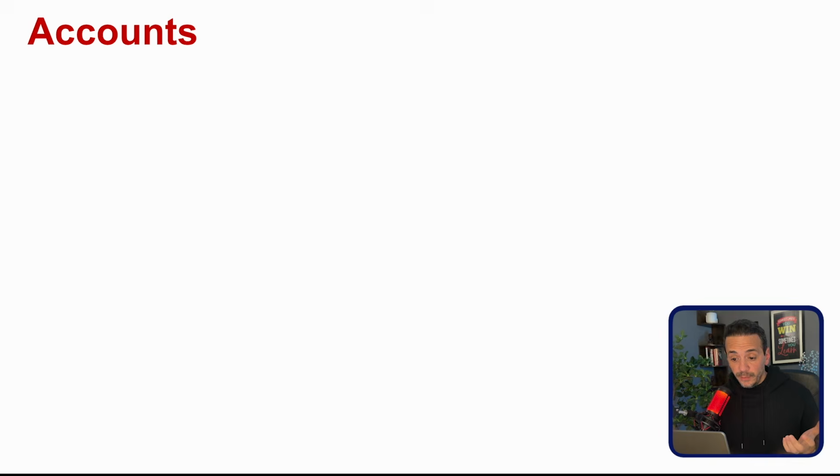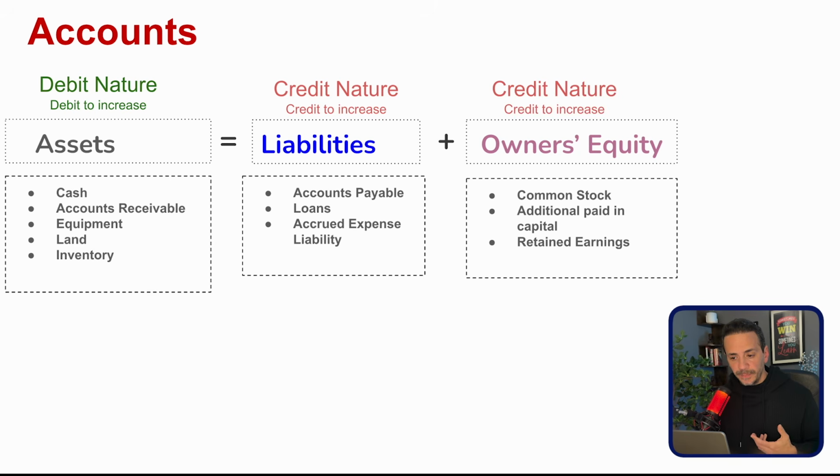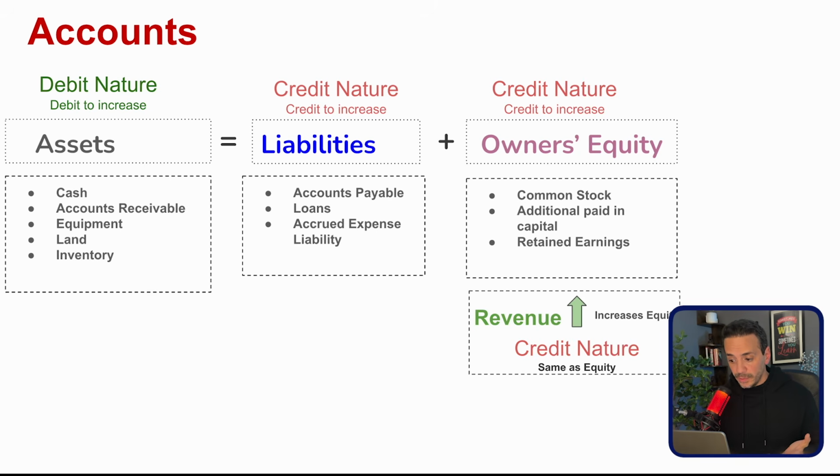Given the concept of the accounting equation, assets are always going to have a debit nature. Liabilities will always have a credit nature. Same thing for owner's equity. But you might say, hey, Bill, there are other accounts outside of assets, liabilities, and equity, such as revenues and expenses. Well, that's fine. Revenue is going to have a credit nature, because it shares the same nature as equity. Equity goes up by a credit. Revenue shares the same nature because revenue increases equity.